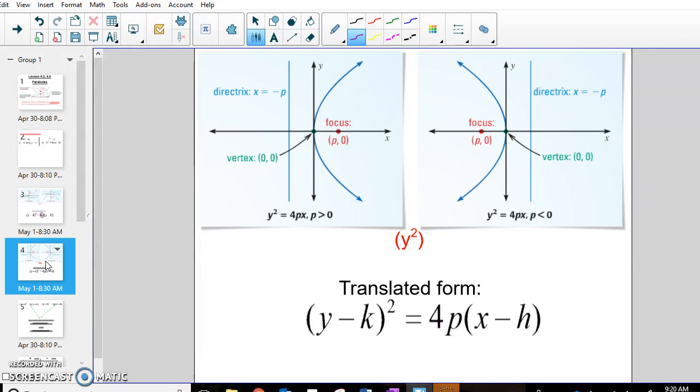And then here's what the y squared parabolas look like. They're always going to be opening sideways. And so again, if it's positive, it's going to open to the right, and if it's negative, it's going to open to the left. Notice again, like I said on the first slide, that your focus is always inside. So here it's to the right of the vertex, but here it's to the left. Your directrix is always on the outside of the parabola.